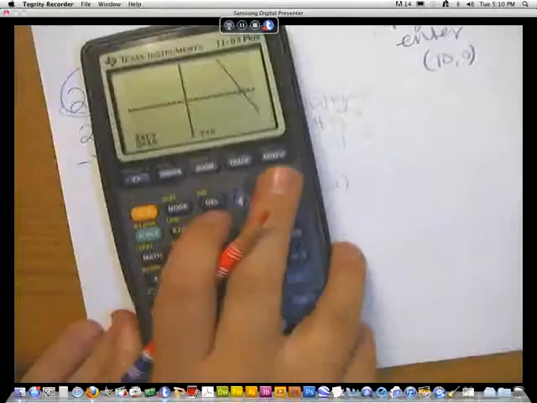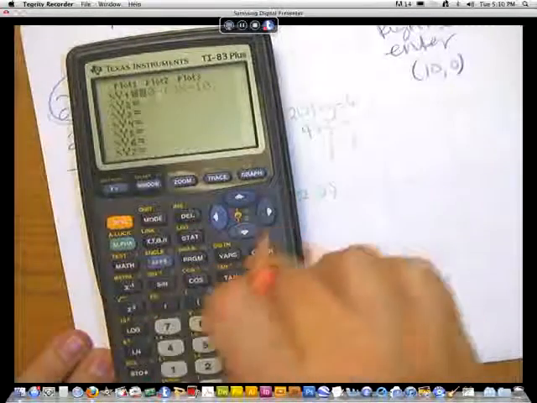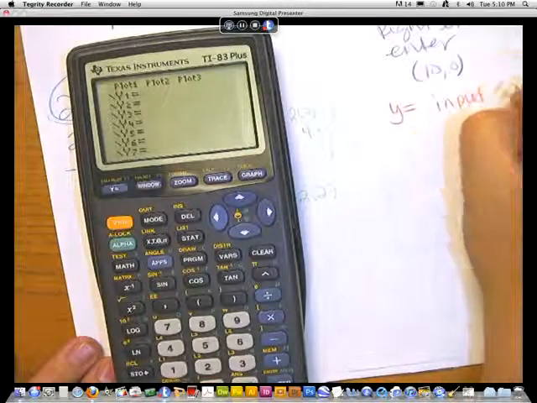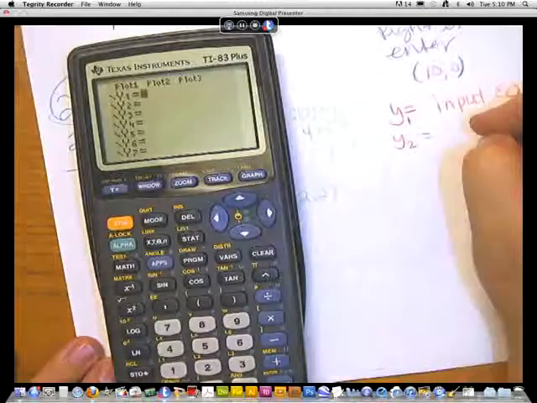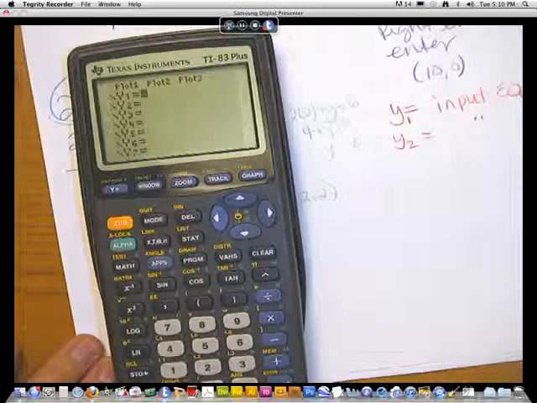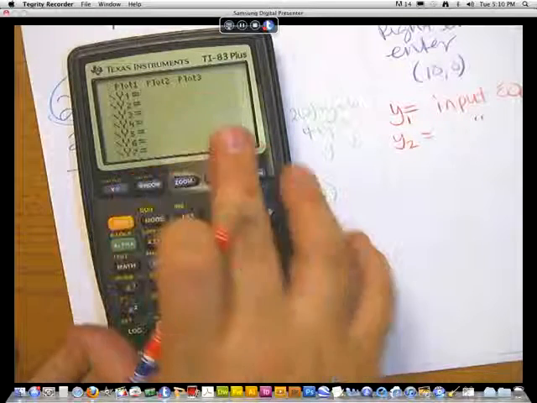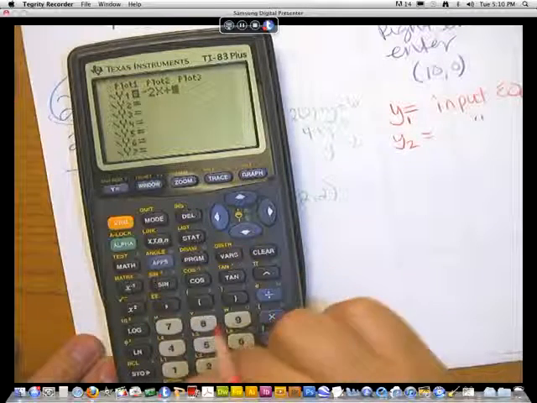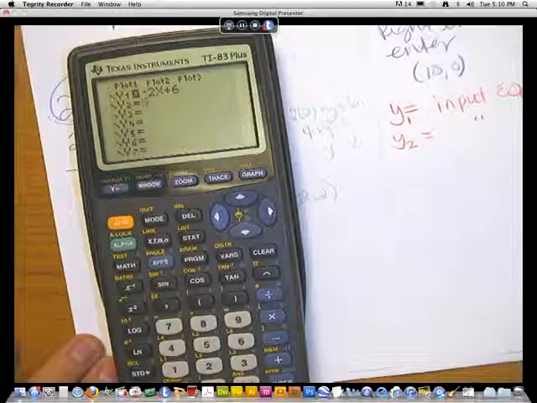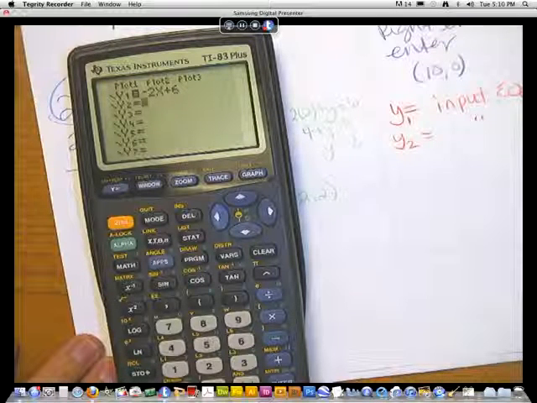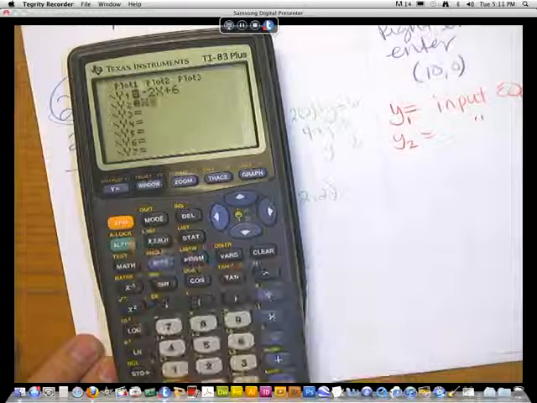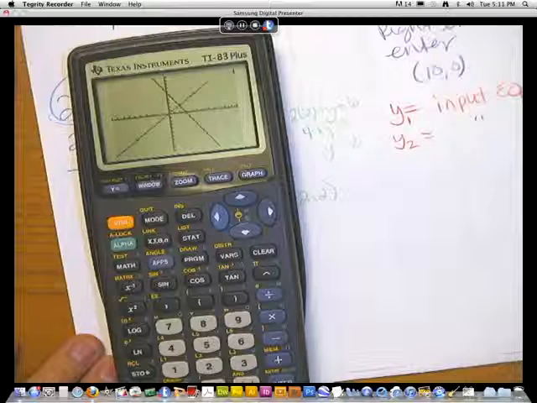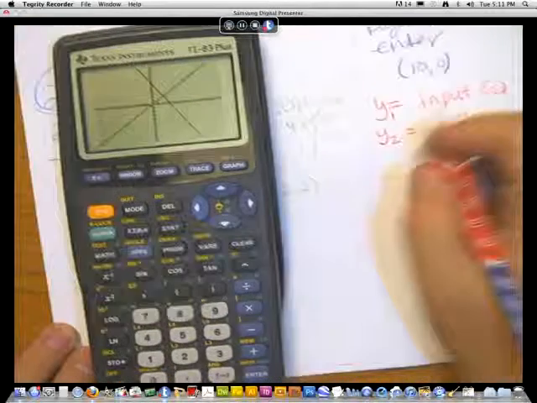So with our graphing calculator method, we again want to go to y equals, and we're going to input the equations into y1 and y2. So you have to do a little bit of solving, because on the first one, you're going to get y equals negative 2x plus 6. And the second one is going to be y equals x. Graph. There's our two graphs that came up.